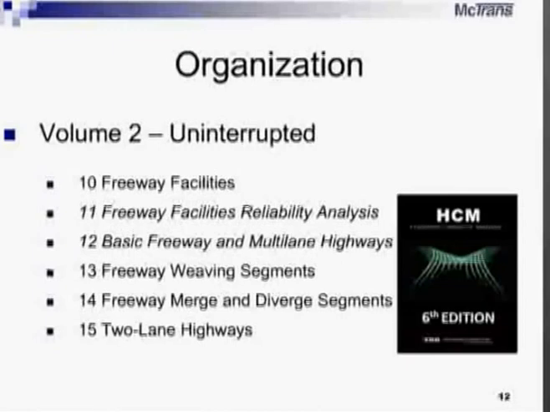Volume 2, I've put in italics a couple of things that change more dramatically here. Chapter 11 is added to show the travel time reliability procedure for freeways. Chapter 12 I've italicized to draw attention to the fact that basic freeway segments and multi-lane highways have been combined into one chapter. Their procedures have always been very, very similar, and so that lent itself to putting them together into one chapter.